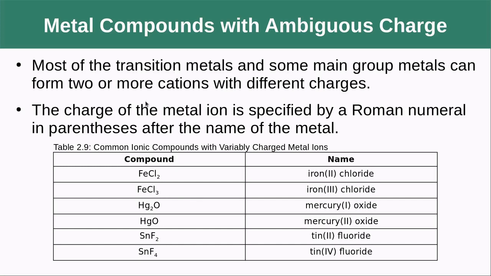So most of the transition metals and some main group metals can form two or more cations with different charges. The charge of the metal ion is specified by the Roman numerals. So we need to be a little bit more specific when we're talking about the transition metals. Because iron can either be a +2 or a +3, when we're writing out the name, we give it these little Roman numerals to tell us what the charge is. So we know that this iron has a +2 charge when we say iron(II) chloride, and this iron has a +3 charge when we call it iron(III) chloride.